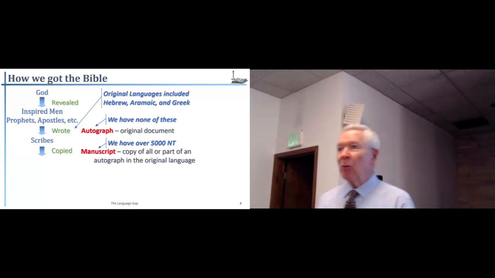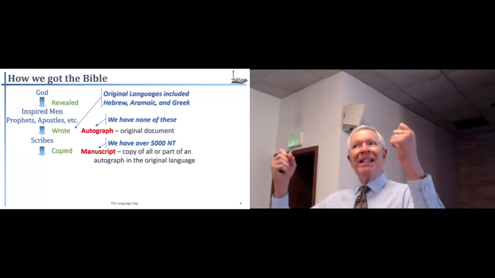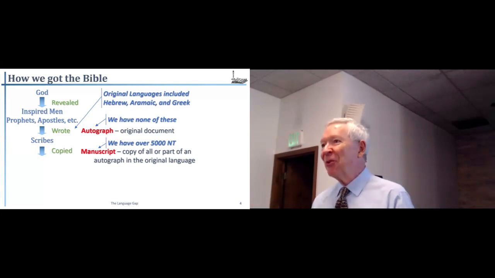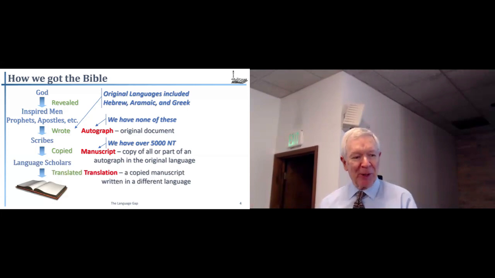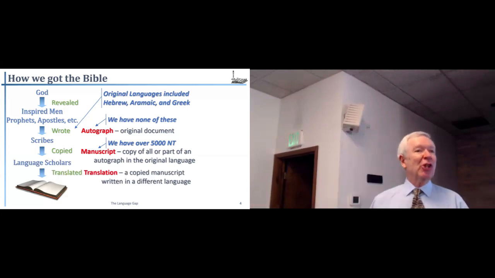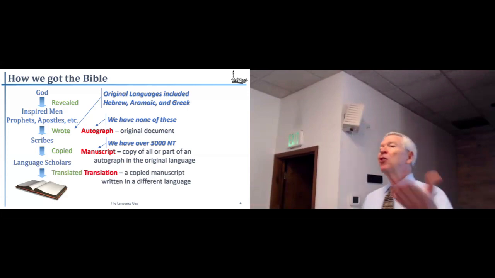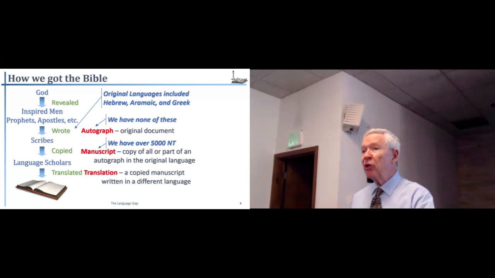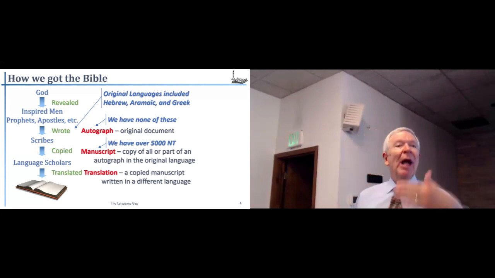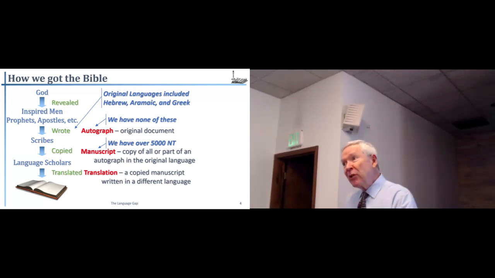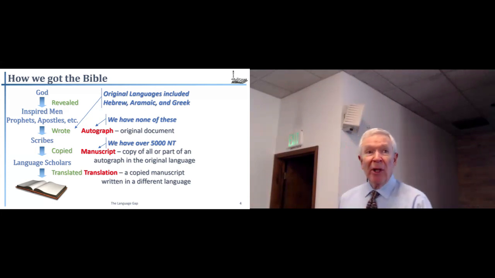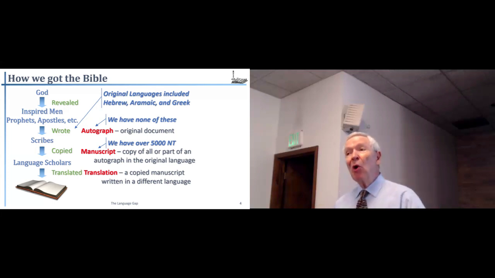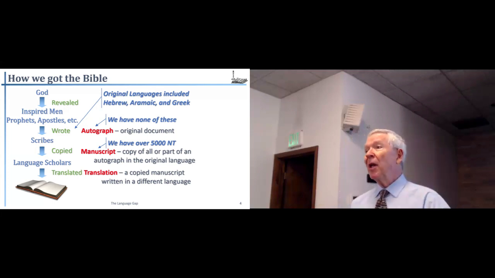But now we still have a problem, because even if I had a nice copy of one of those manuscripts, it would still be in Hebrew or Greek, and I still couldn't read it. And so we have another group of people that come in, these language scholars, and they translate from the original language into a different language. It's amazing when you look at it, because the Bible is probably the most translated work in the entire history of mankind.